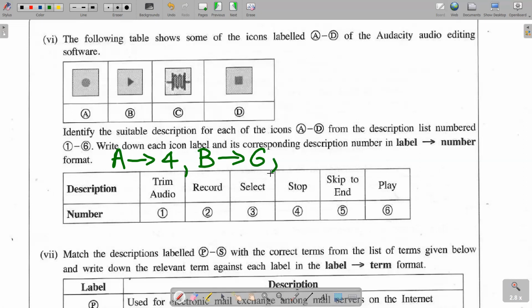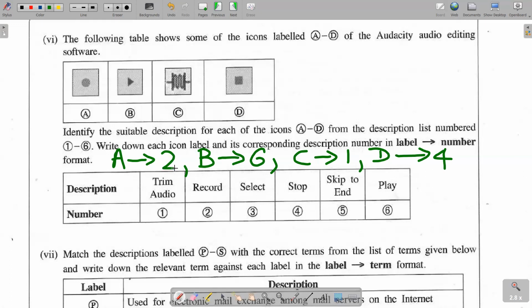C is the trimming part. You take only the part you want, you take the other thing out. So C, it's 1. And D, that's going to stop. Yeah, I'm sorry, I think I have mixed that up. D is going to be the stop one, people. My bad. So D refers with the 4. A is referring with the record. I'm sorry, the second one.